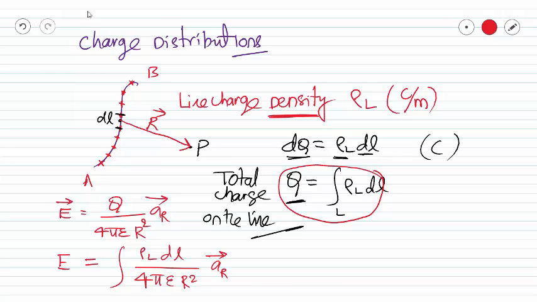So this is the expression for electric field intensity at a point due to a line charge distribution. The only thing we have done is replace q with the charge existing on this line, which is integral rho L dl. So this is about line charge distribution.